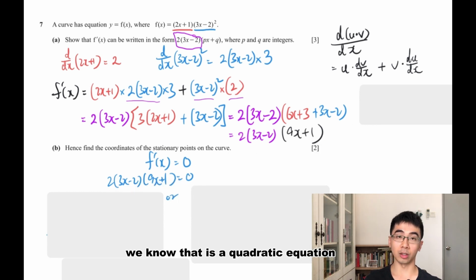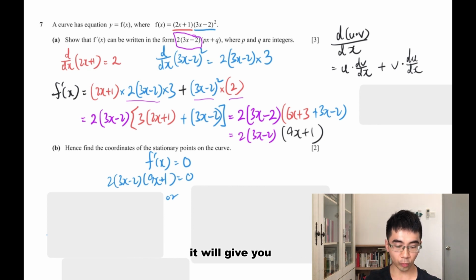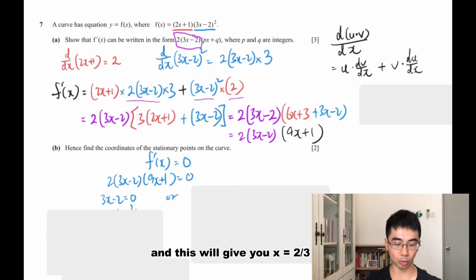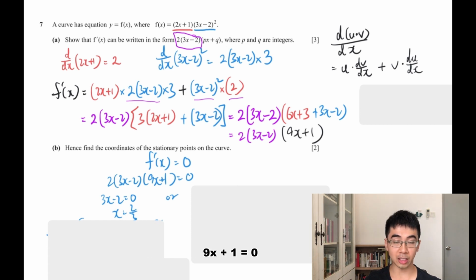And then we know that is a quadratic equation. Each factor should be equal to 0. So it will give you 3x minus 2 should be equal to 0. And this will give you x must be 2 over 3. Another answer for the x should be 9x plus 1 will be equal to 0. And the x should be negative 1 over 9.